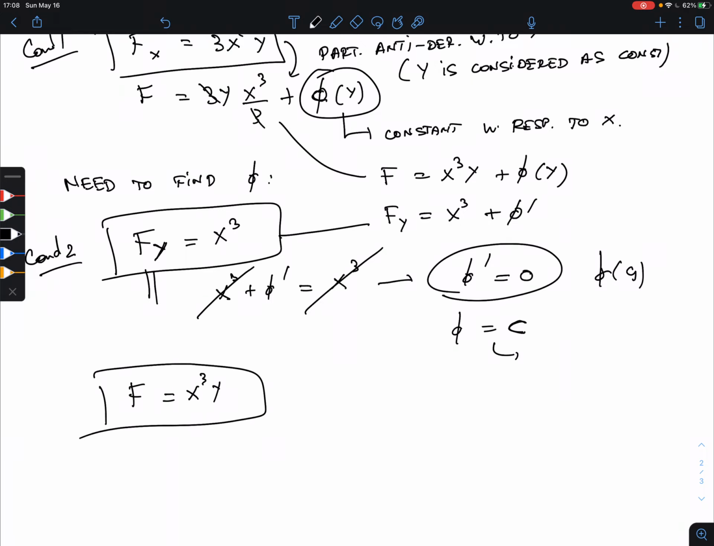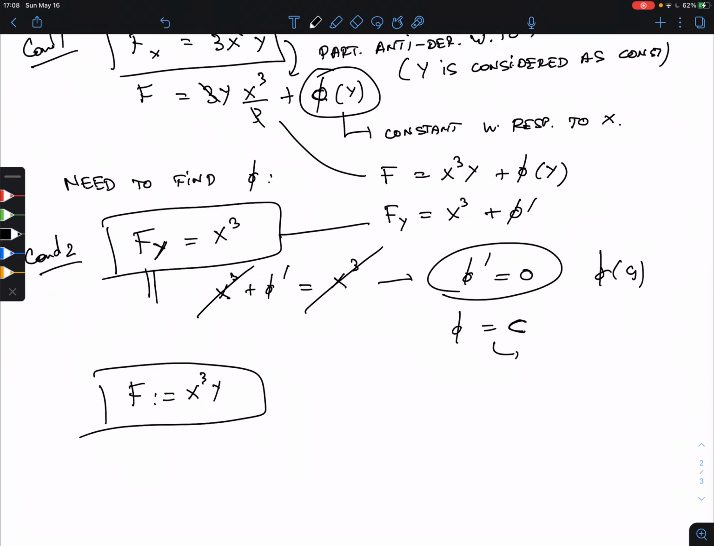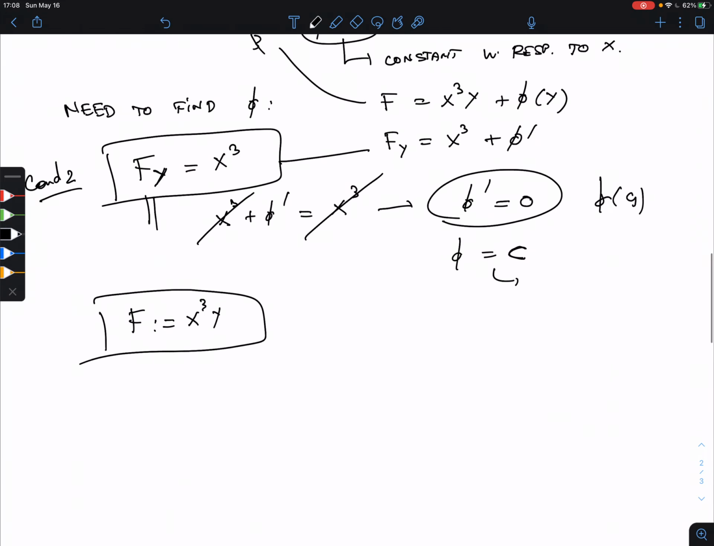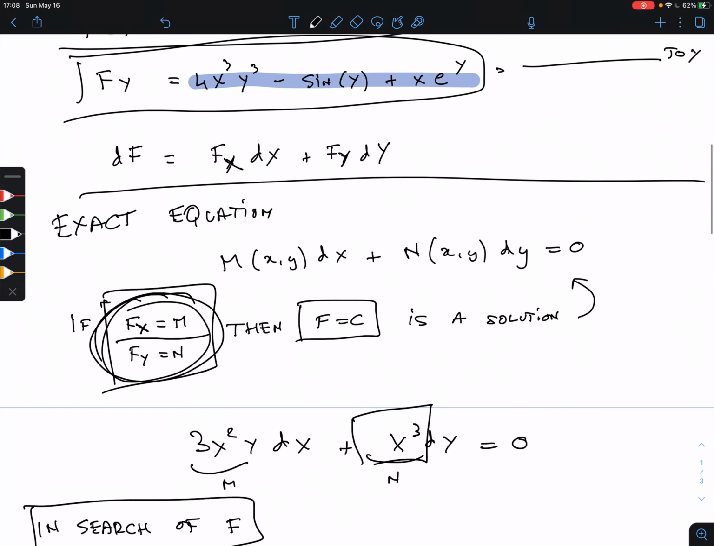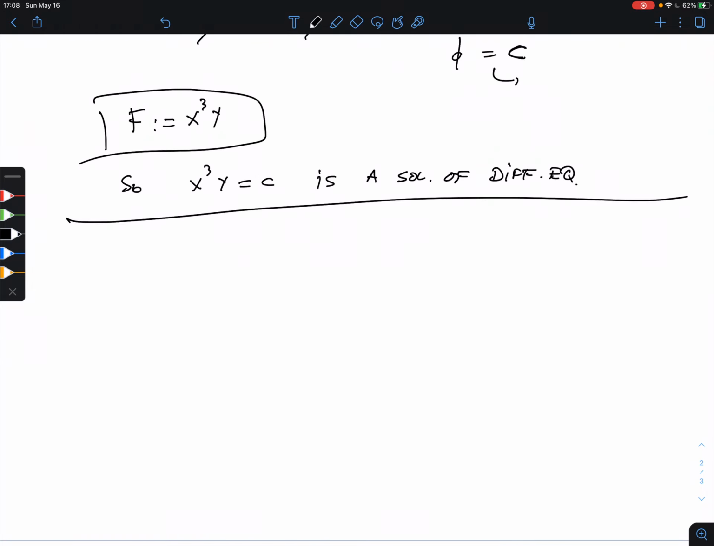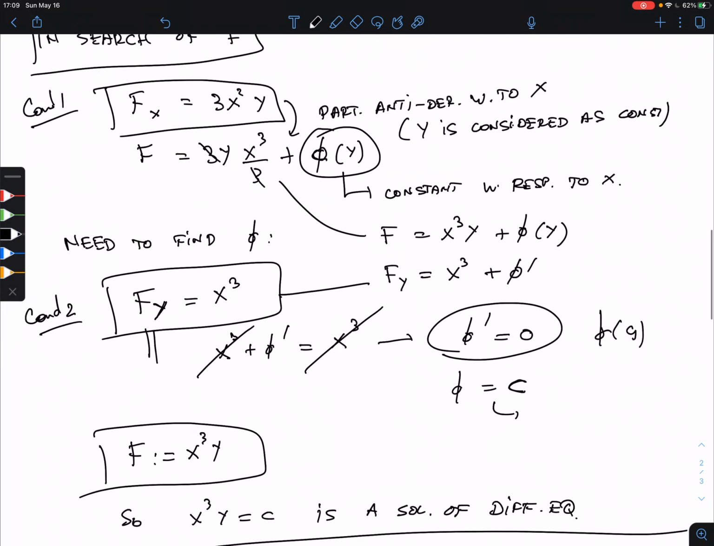If f is equal to x cubed y, then it satisfies these two conditions. The two conditions are met. You can easily verify this, right? So, x cubed y equals a constant is a solution of the differential equation. Remember, that's what this said, right? If you find an f that satisfies this, then f equals c is a solution. That's what we argued.